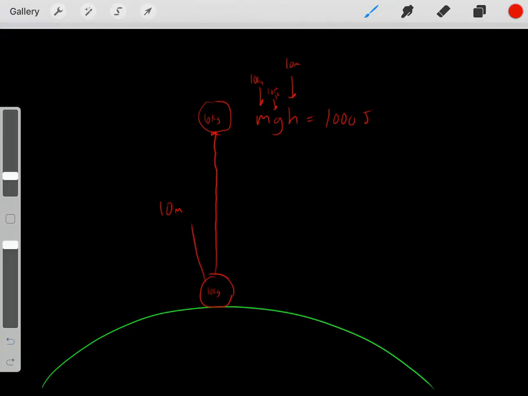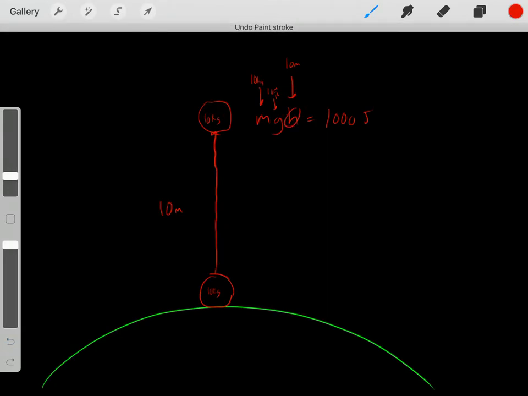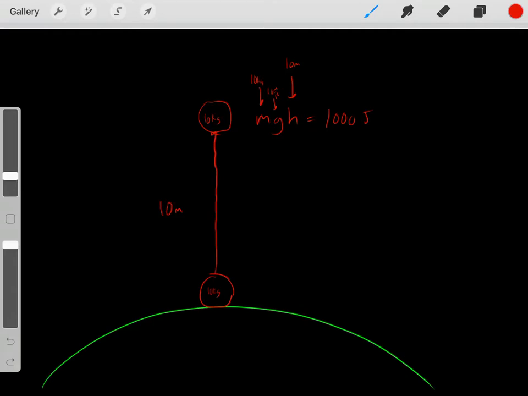And we know the larger the height traveled, the more gravitational potential energy it gains. Because the larger the height traveled, the larger this h, the larger this value, and the more gravitational potential energy it's gained. So what this equation is telling us is that relative to this initial point, it gains 1,000 joules of gravitational potential energy.